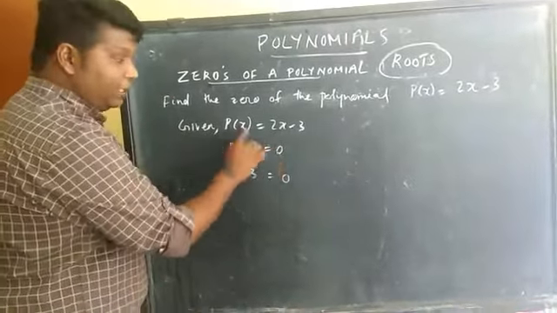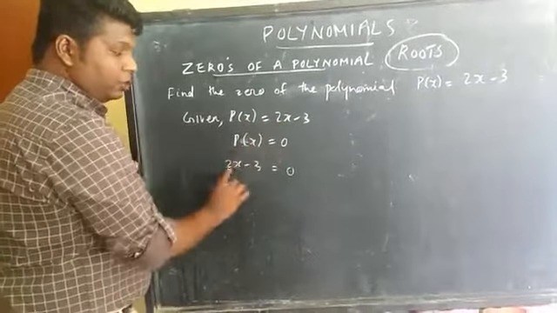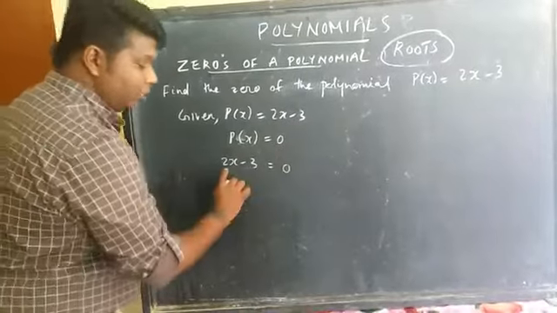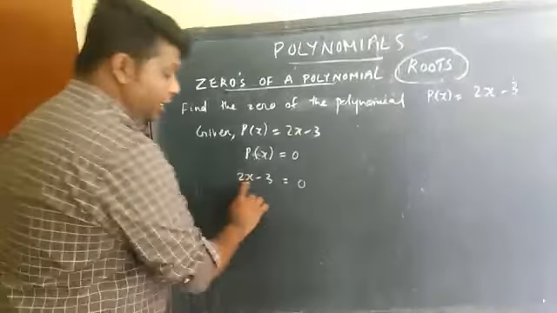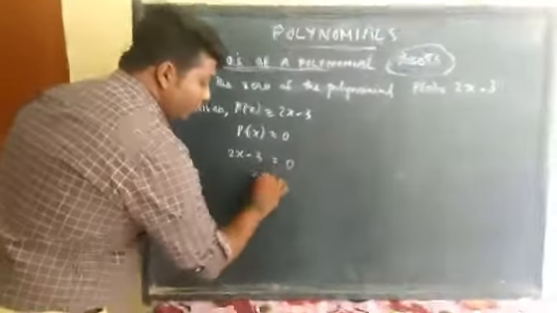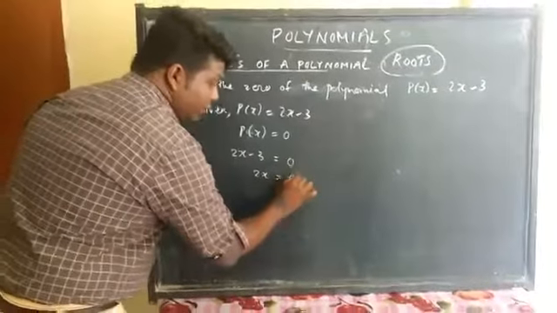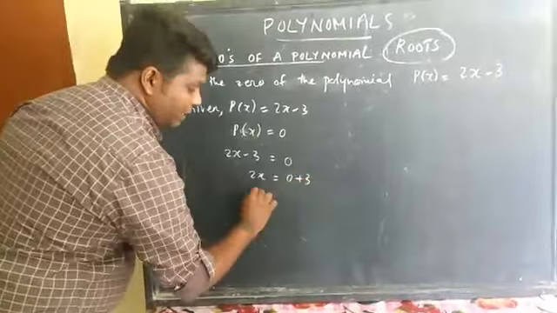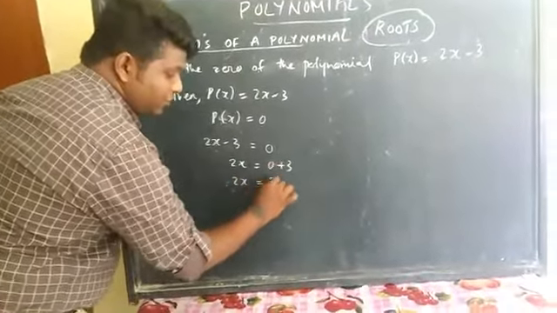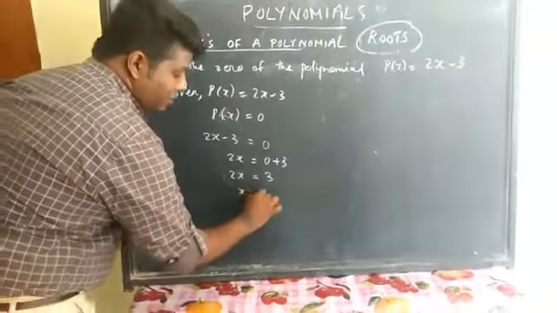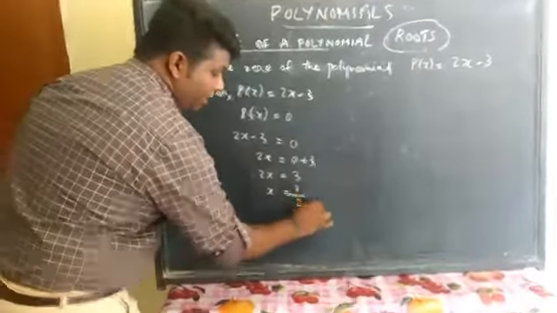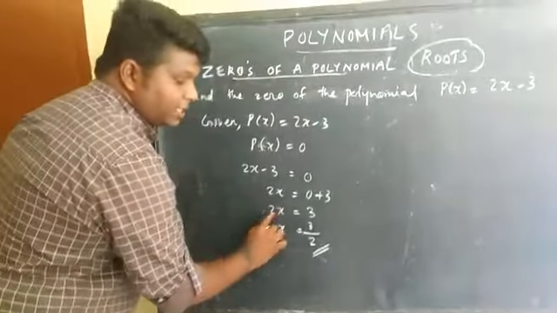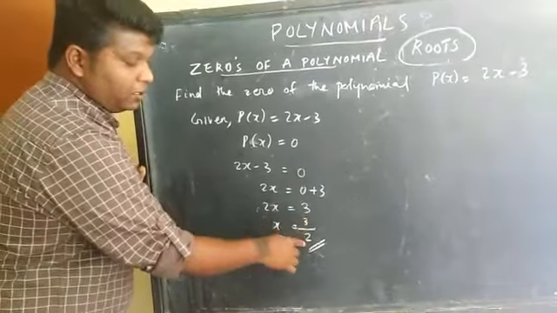p of x equal to 0 means p of x is this. So this one will be 2x minus 3, and that is equal to 0. Now we want to find the x value, so keep the x term here. 2x will be here, equal to there. 0 is already there. Minus 3, when it is going to the next side, it will become plus 3. That is 2x is equal to 3. Then x is equal to 3 divided by 2, because here it is 2 into x. When it is going to the next side, it will become 3 by 2.